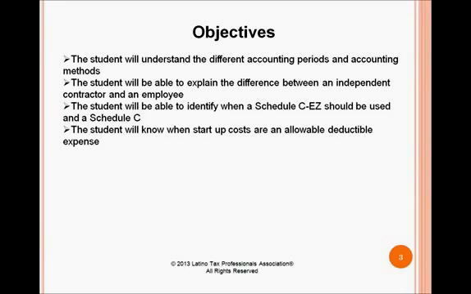The student will also be able to explain the difference between an independent contractor and an employee. The student will be able to identify when to use Schedule C Easy or Schedule C. And the student will know when startup costs are an allowable deductible expense.